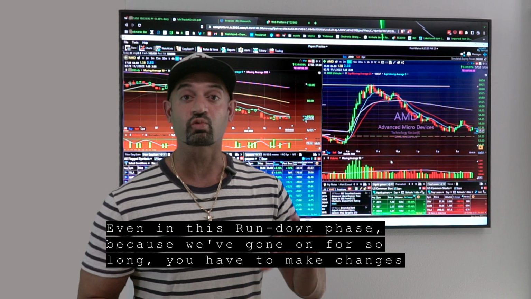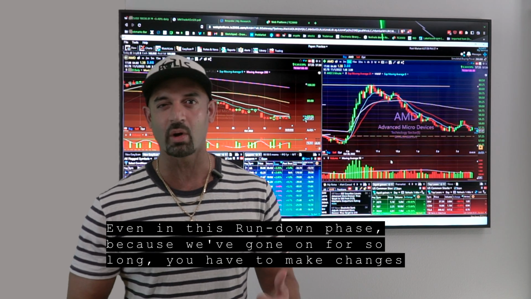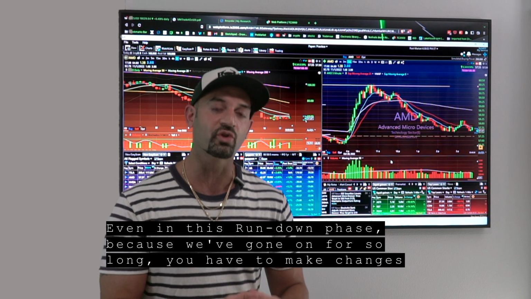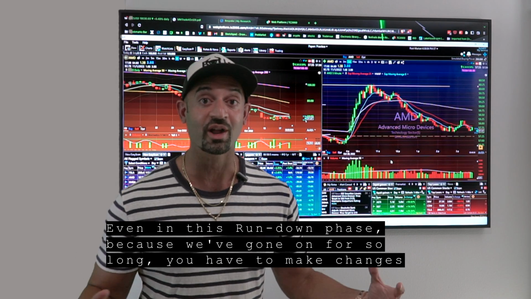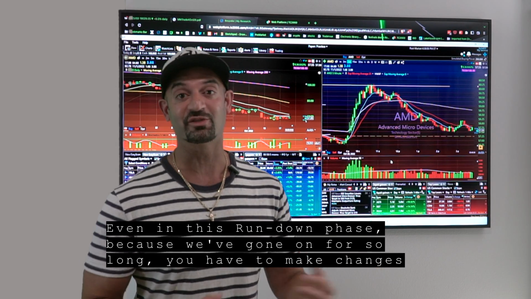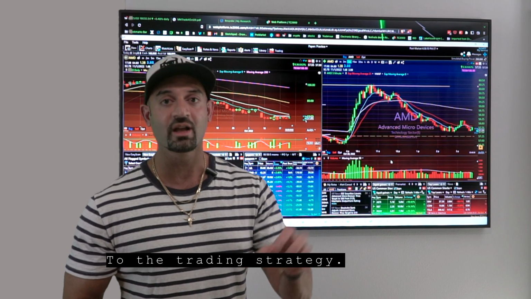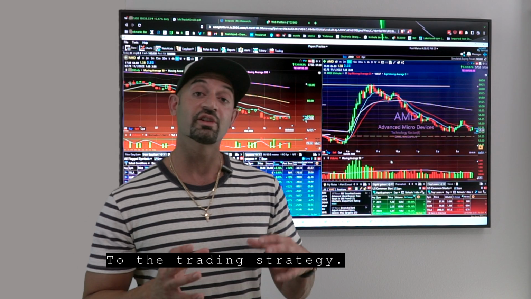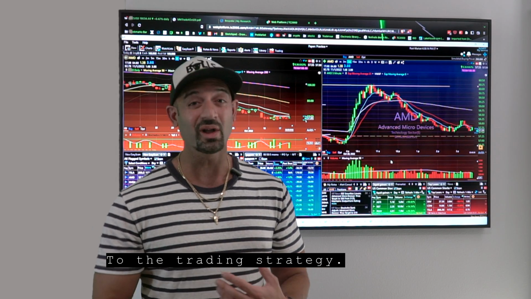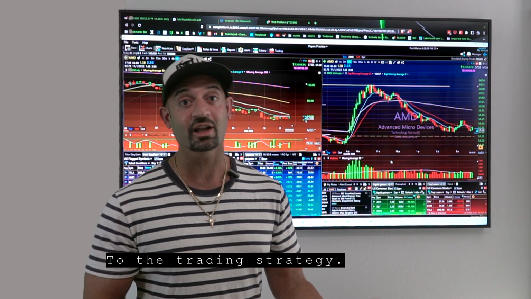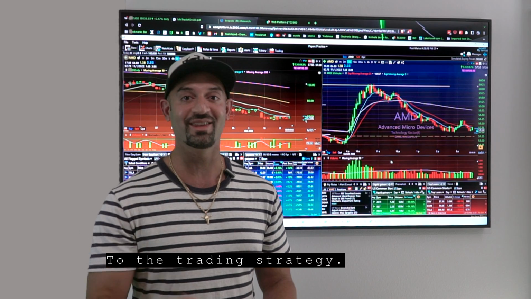And even in this rundown phase, which is your bear market cycle, because we've gone on for so long, it's almost month 12 of this bear cycle, even within that cycle, you have to make small changes to the trading strategy to what's currently working in the market, but also the cycle within the cycle.